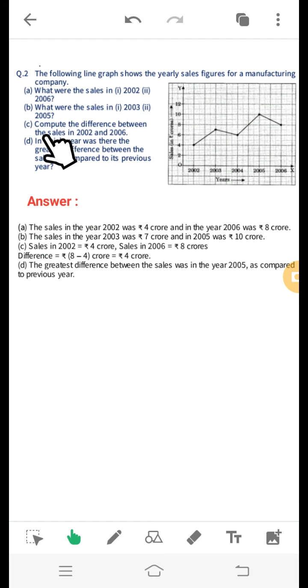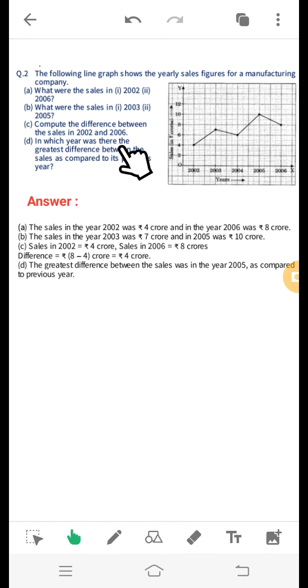Compute the difference between the sales in 2002 and 2006. So here we have to check the difference between 2002 and 2006 in rupees. 2002 sales, it's rupees 4 crore. Sales in 2006, rupees 8 crore. 8 minus 4 is equal to rupees 4 crore.